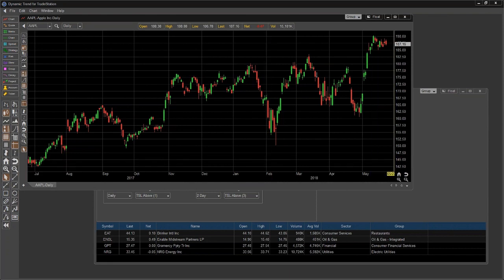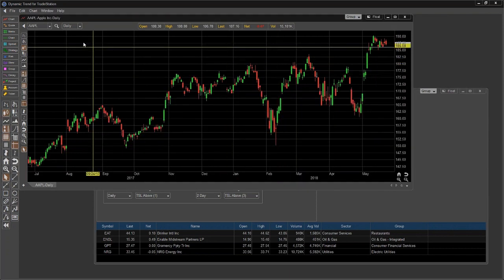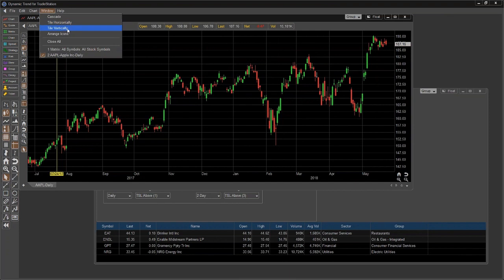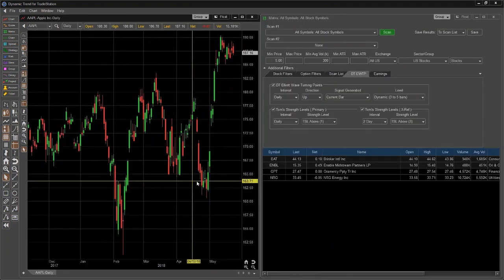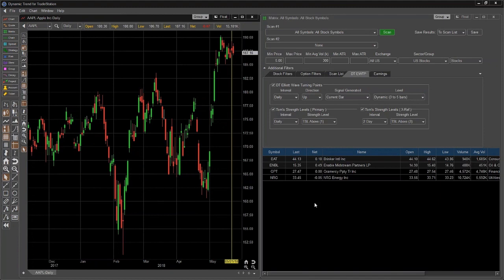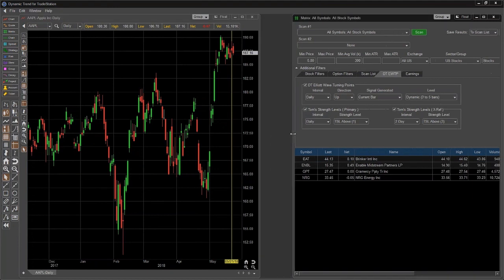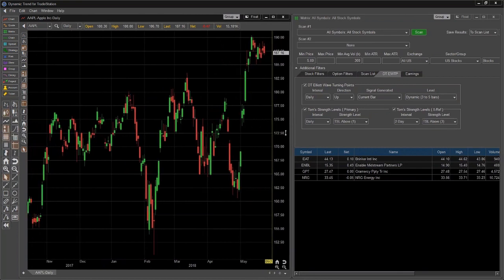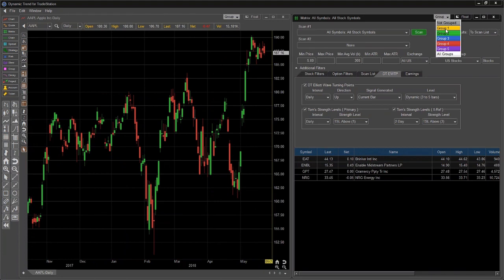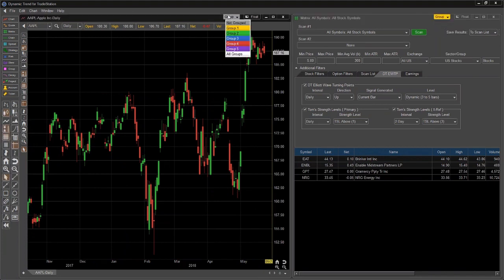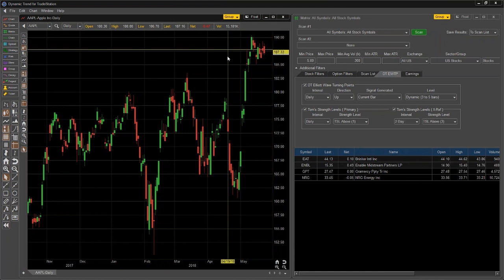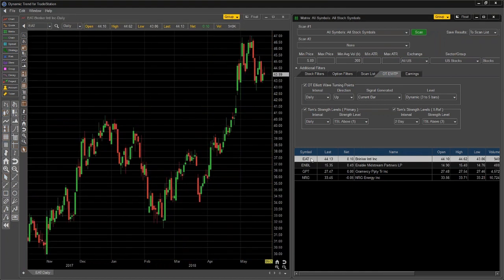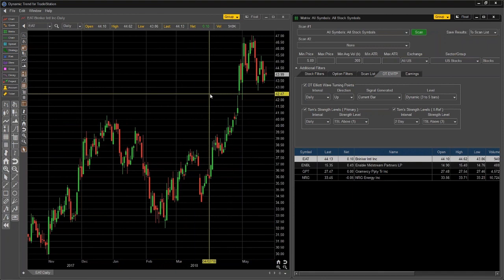I have a chart and a matrix open right now. I'm going to go up to window and I'm going to say tile vertically, which is just basically going to put my chart and my matrix side by side. I'm going to give my chart a little bit more room actually. And then what I'm going to do is I'm going to link these two features together, symbol-wise. So I'm going to click on group, and I'm going to change it to a group 1. And I'm going to change the chart also to group 1. So now anytime I click on a symbol inside my matrix, it will automatically change my chart.